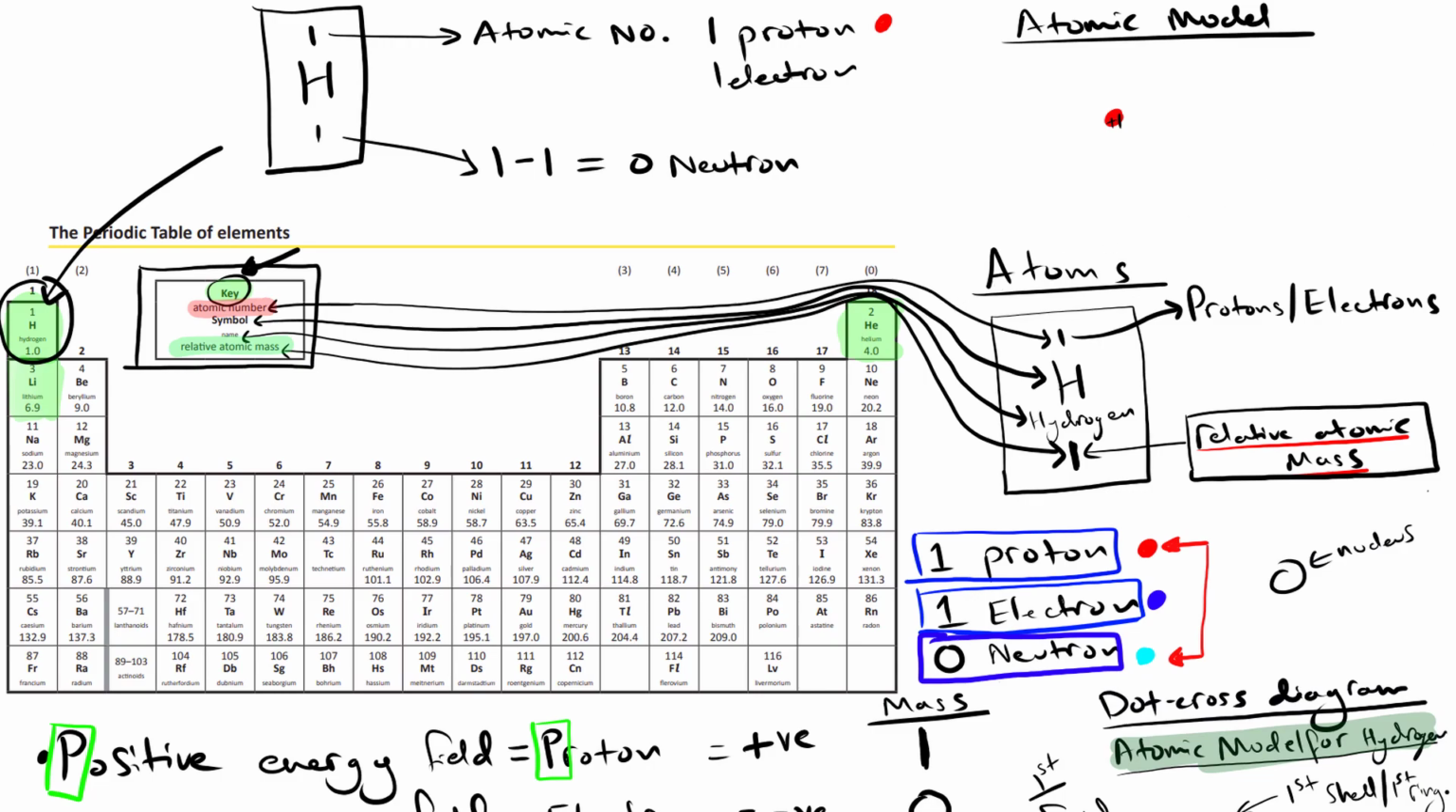And orbiting the center are the electrons. If we say the electron is this blue dot, here is the electron. And the electron has a negative 1 charge. So the overall charge of this hydrogen atom is negative 1 from the 1 electron and positive 1 from the proton, which gives an overall charge of 0.